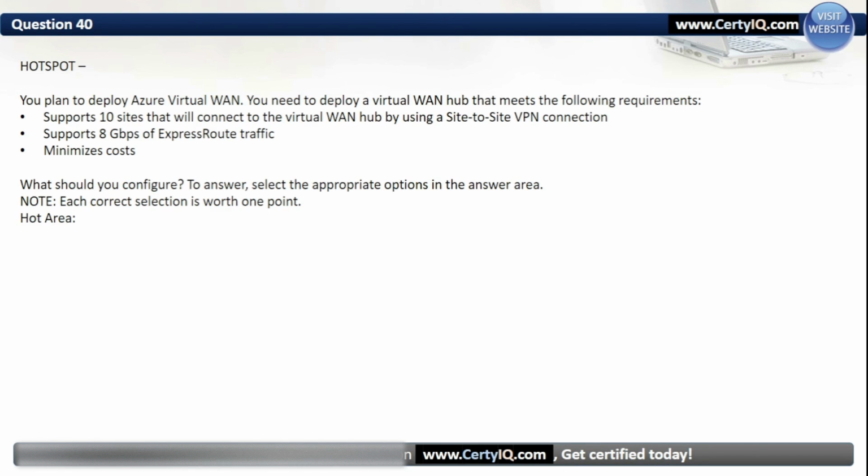Question 40. Hotspot. You plan to deploy Azure Virtual WAN. You need to deploy a virtual WAN hub that meets the following requirements. Supports 10 sites that will connect to the virtual WAN hub by using a site-to-site VPN connection. Supports 8 Gbps of ExpressRoute traffic. Minimizes costs. What should you configure? To answer, select the appropriate options in the answer area. Note, each correct selection is worth 1 point.